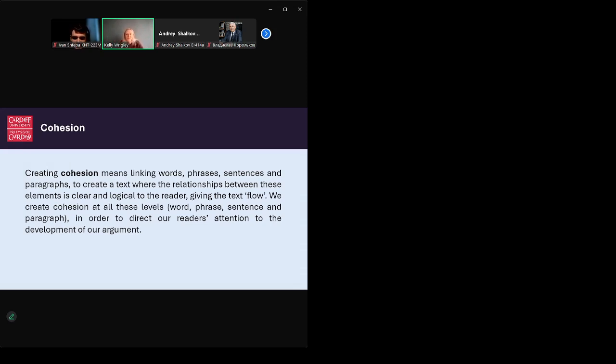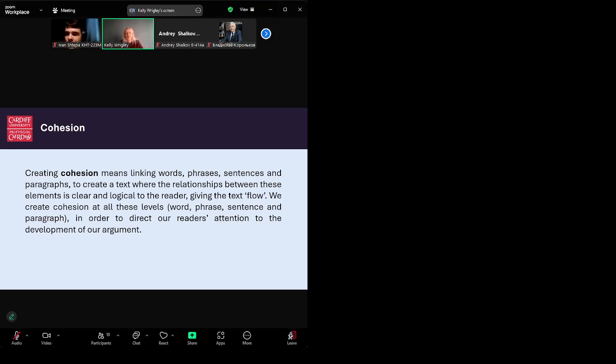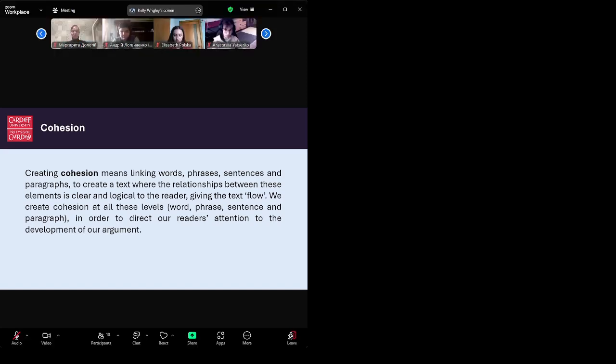And that's those linking words we looked at a little bit last week. Firstly, secondly, for example, so that it creates a relationship between each part of your paragraph and within your sentence. And we're going to look at some examples of these.